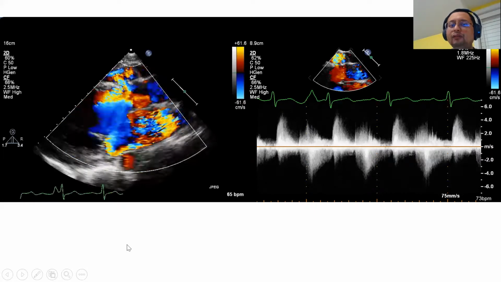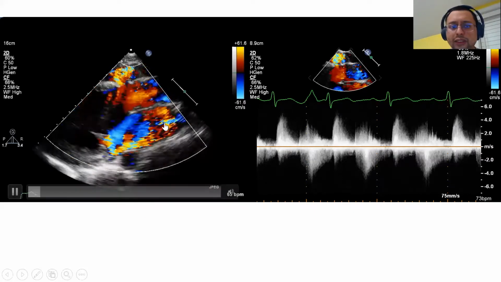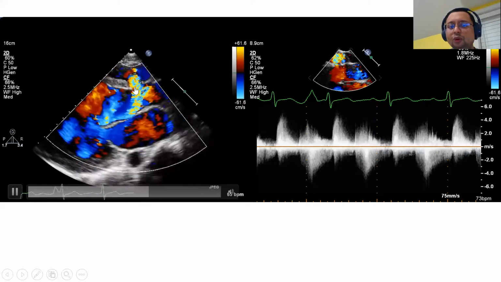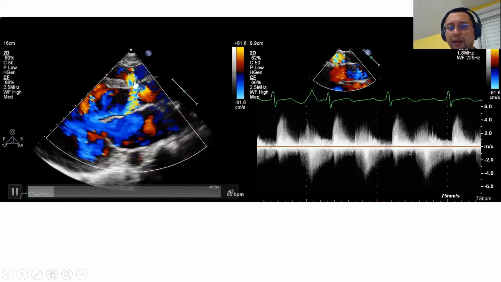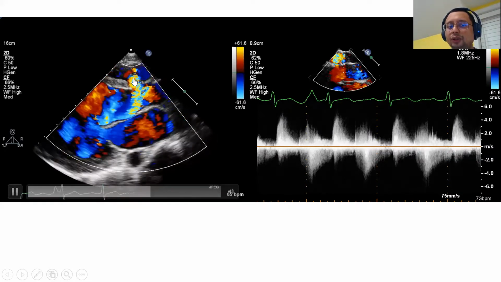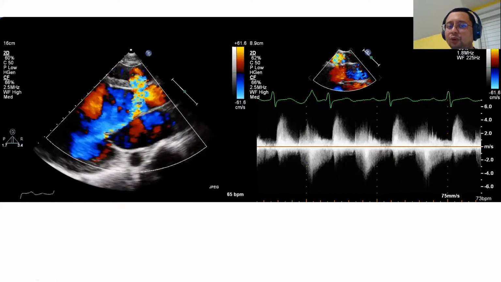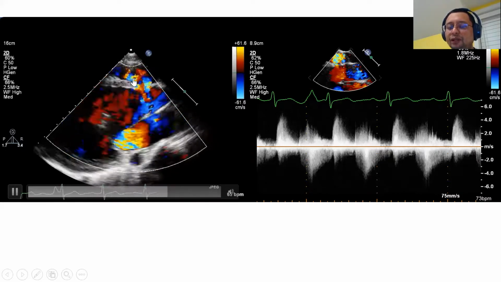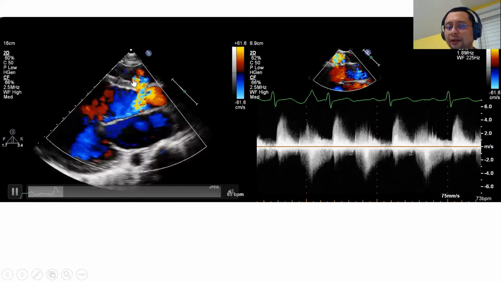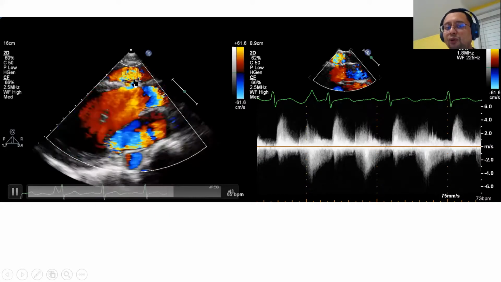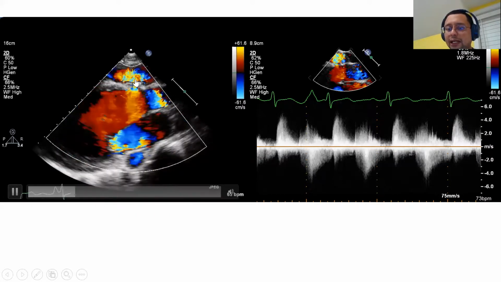Okay. However, we also see another flow. You can see a flow that is going to the right ventricle there. You can see in my pointer, there is flow going to the right ventricle. Where does the flow come from? Does the flow come from the left ventricle or the flow come from the aorta? Now, if you look properly, the flow happened during both systole and diastole.